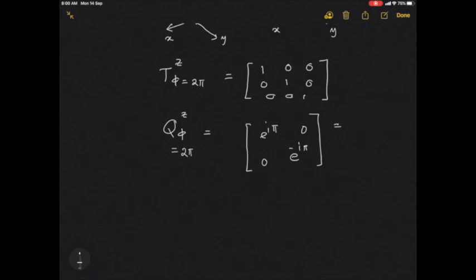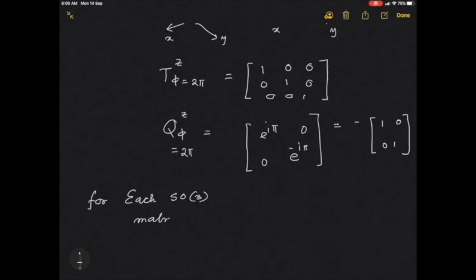If this is phi equals 2 pi, that is not identity but rather this with a minus sign, which essentially means for each SO3 matrix there are two SU2 matrices.